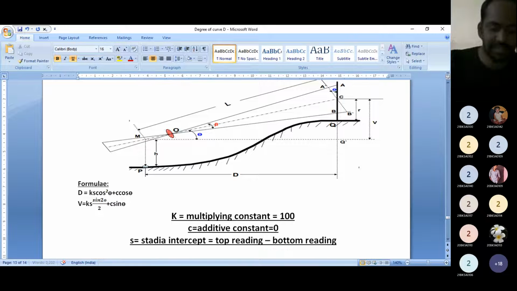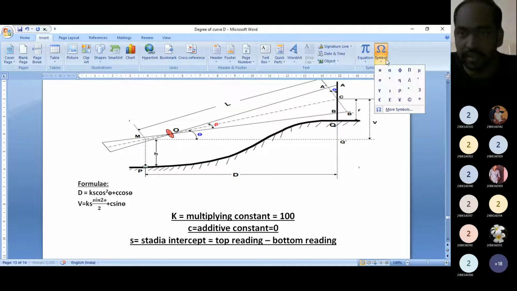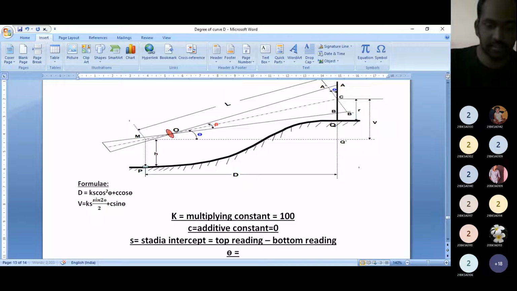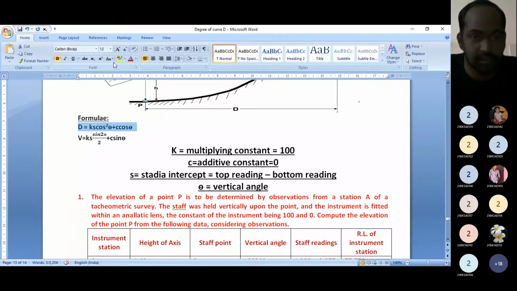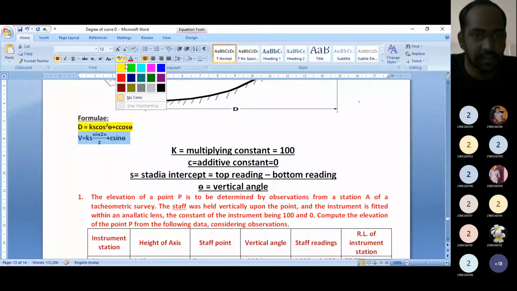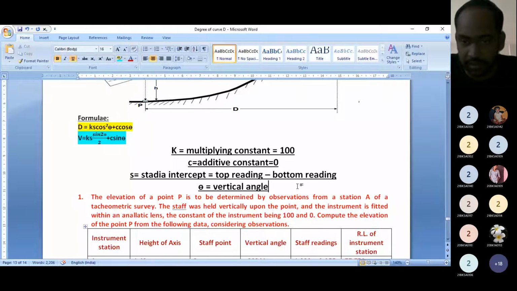And where theta is the vertical angle. Understand now? You can take it as theta. Theta is equal to vertical angle. Okay now. So by using this formula, D is the formula for measuring the horizontal distance. And V is the formula for measuring the vertical elevation of the objects. And K is the multiplying constant, its value equal to 100.